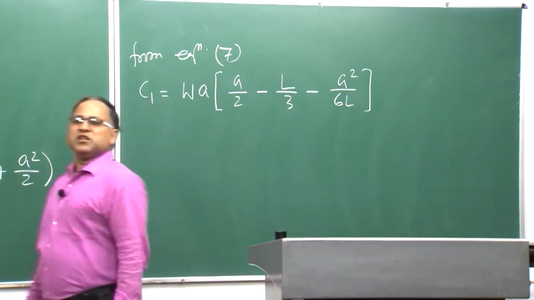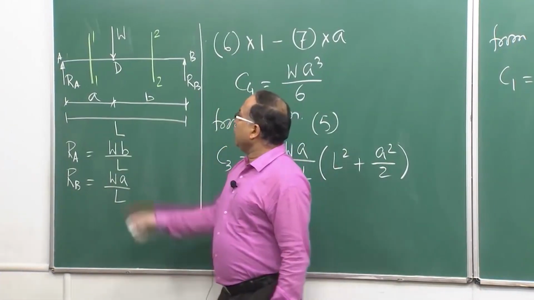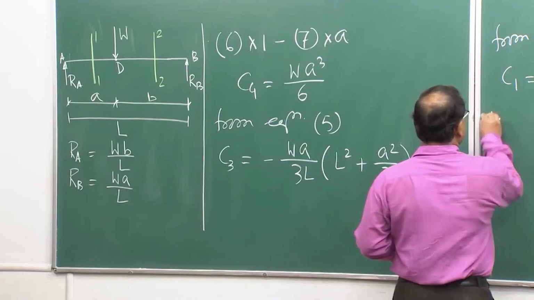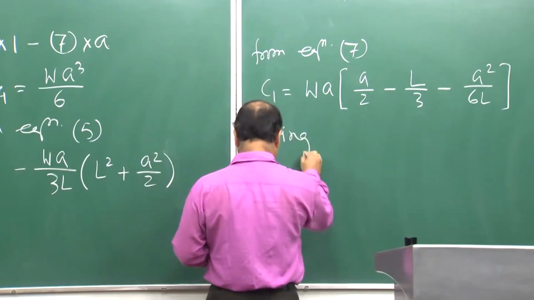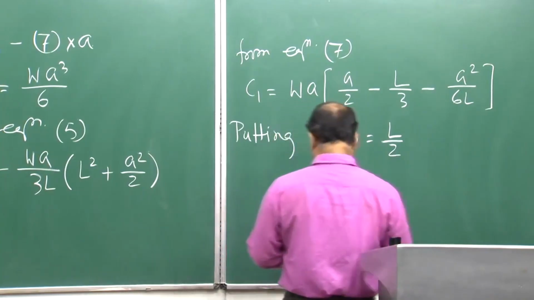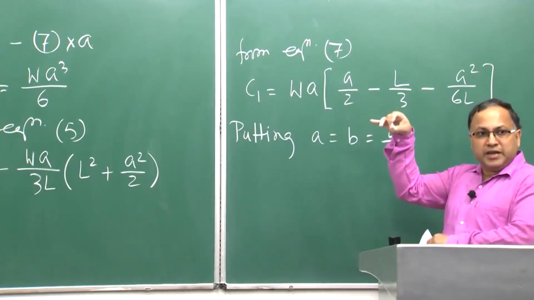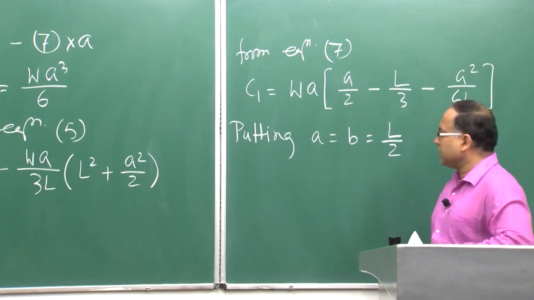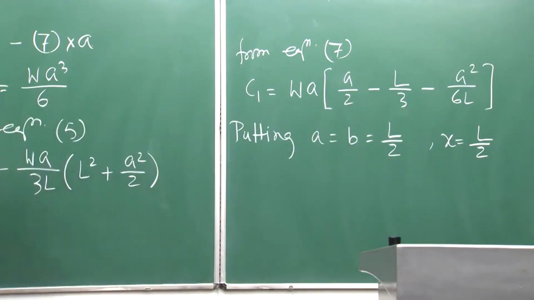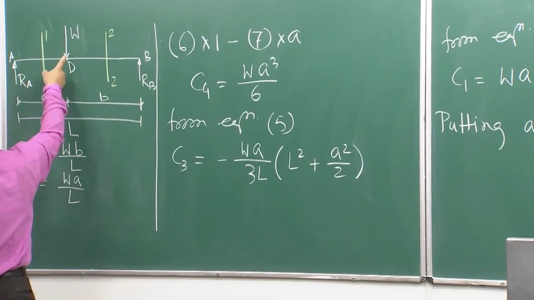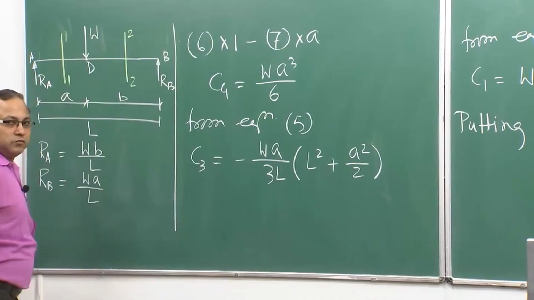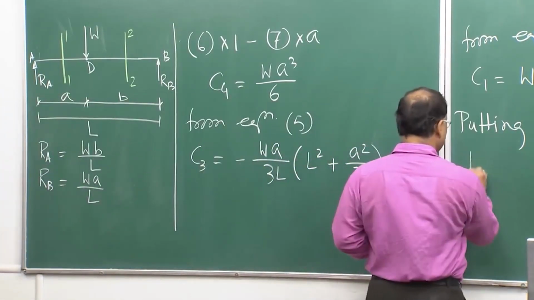Now, we will consider a special case, or special situation, when D is at the midpoint of the beam. That means we are putting A equal to B equal to L by 2, and in the moment curvature relation your x is equal to L by 2. That means section 1 is valid from 0 to L by 2 and section 2 is valid from L by 2 to L.